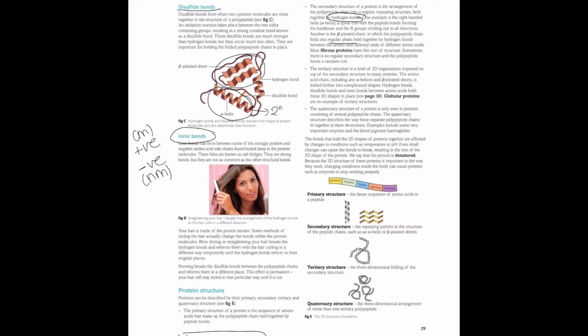It says beta-pleated sheets. So basically, if this is the primary structure, which is just a sequence, the secondary structure means it will either go into an alpha helix structure, which is spirals, or it will go into a beta-pleated sheet where they become pleated. And both are held together by hydrogen bonds. That is their secondary structure. Most fibrous proteins have this sort of structure. Sometimes there is no regular secondary structure and the polypeptide forms a random coil.